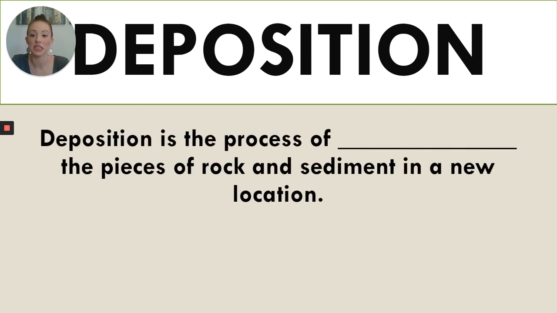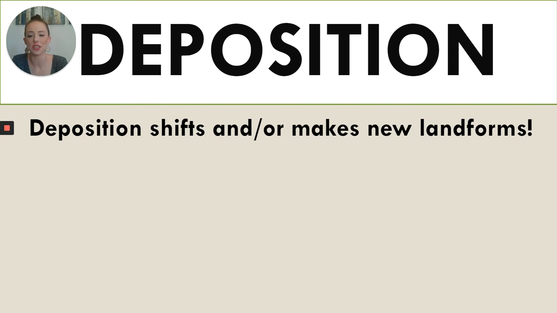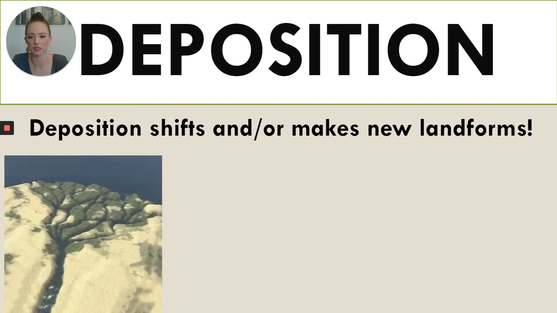Okay, so we've broken all these things down. We've moved them. Now what do we do? This is where phase 3 comes in. Deposition. Deposition is the process of dropping the pieces of rock and sediment into a new location. So we've broken them into smaller pieces, we've moved them, and now we've dropped them. Well, so what? What does that mean? What's the big deal? Well, the big deal is that deposition shifts or makes new landforms.